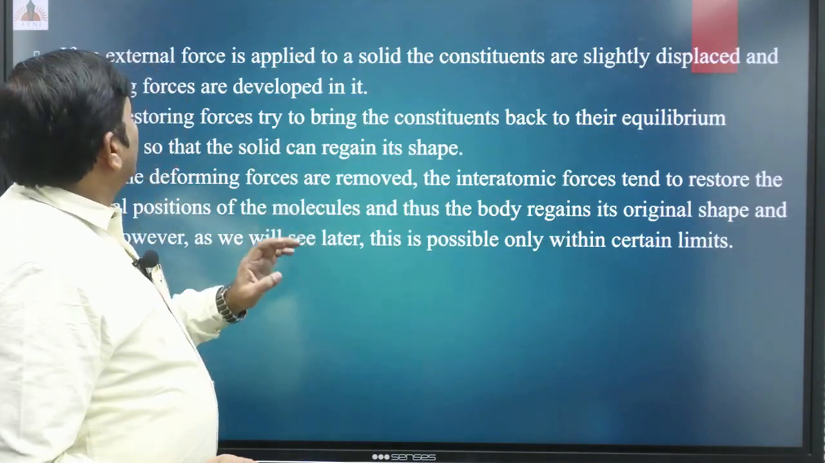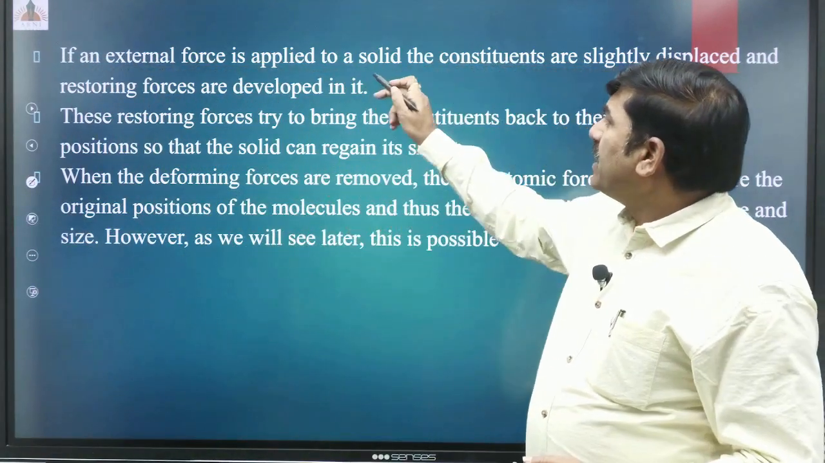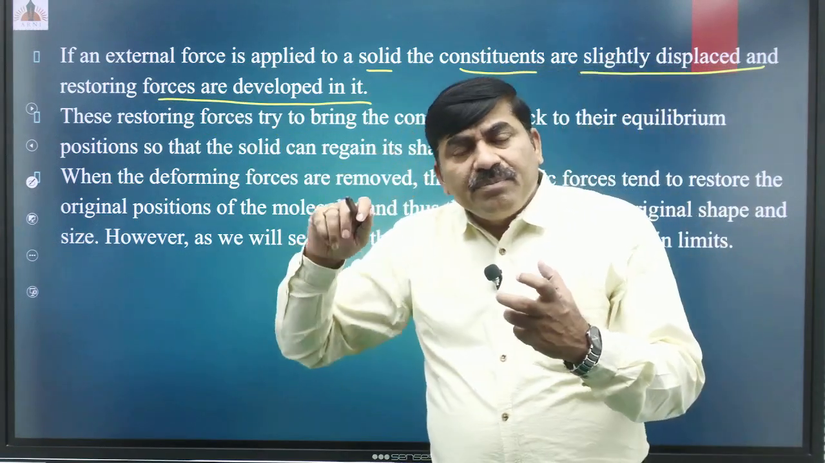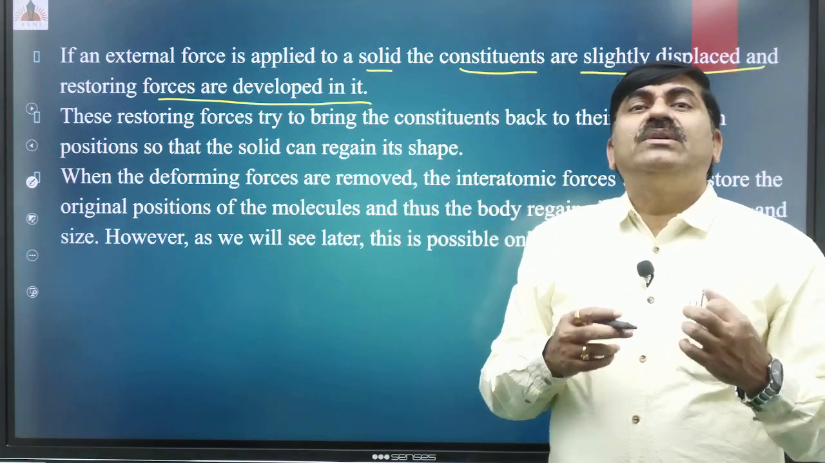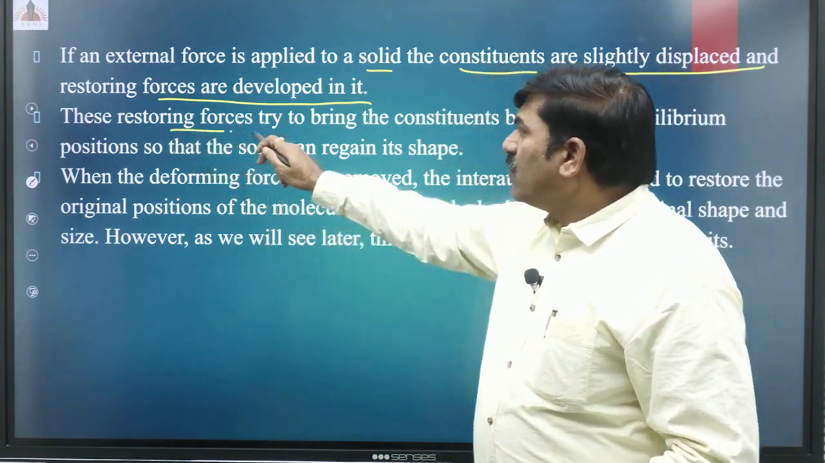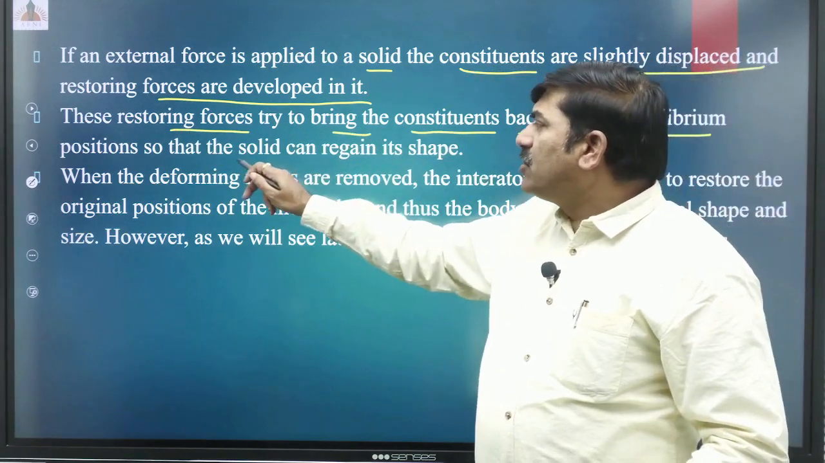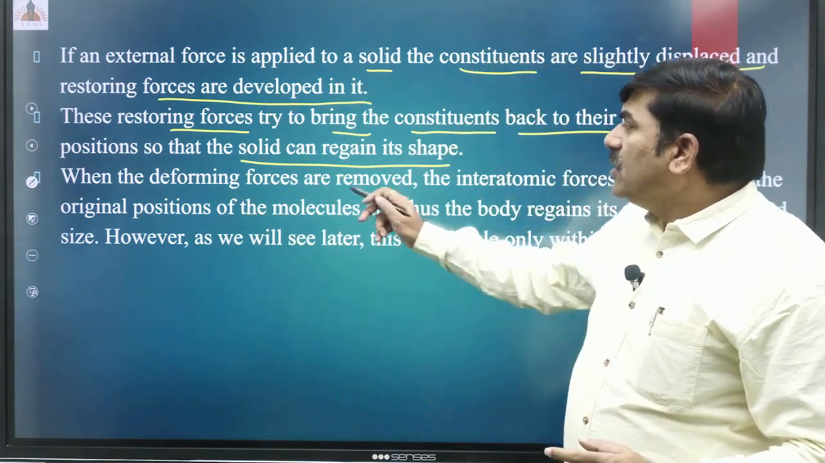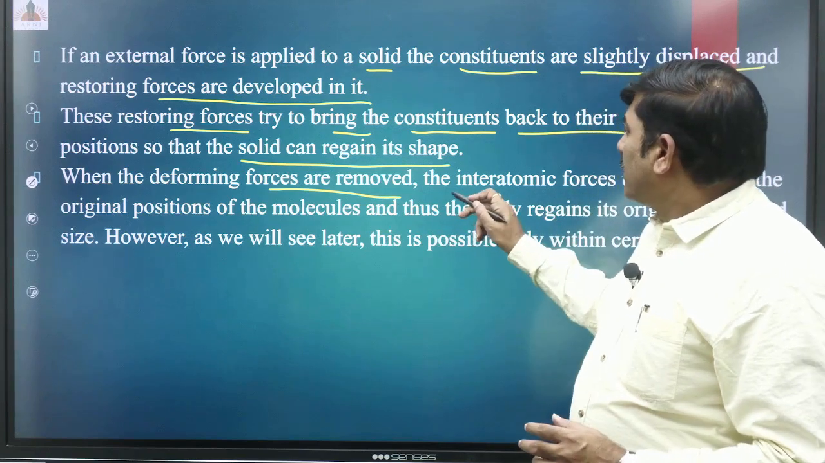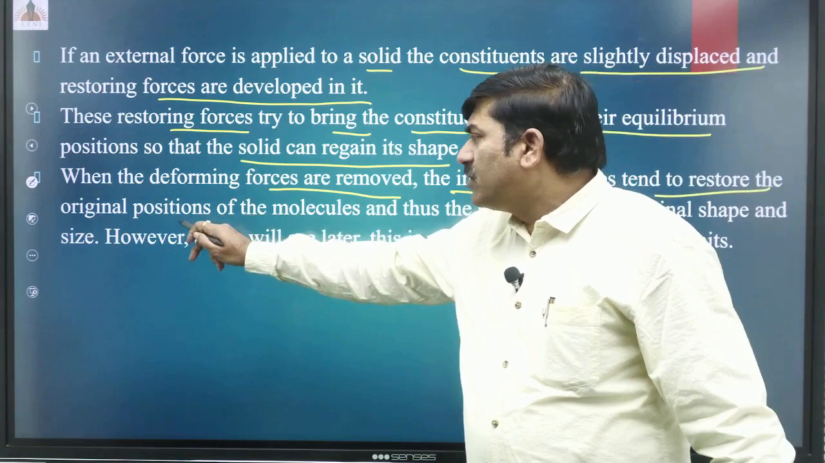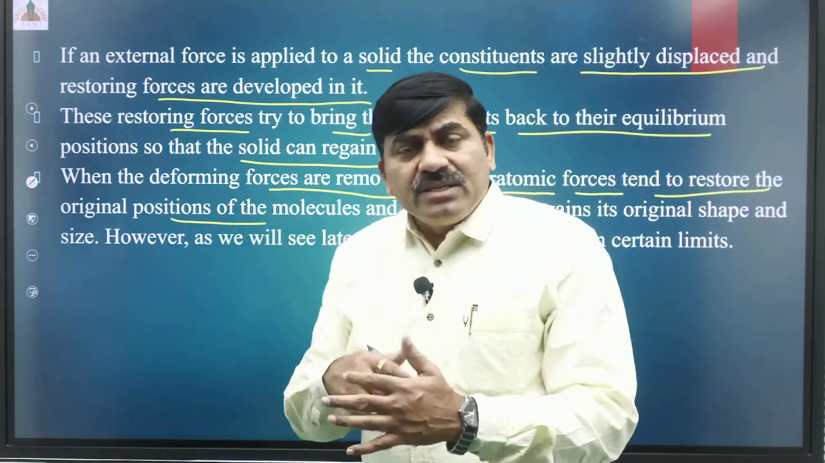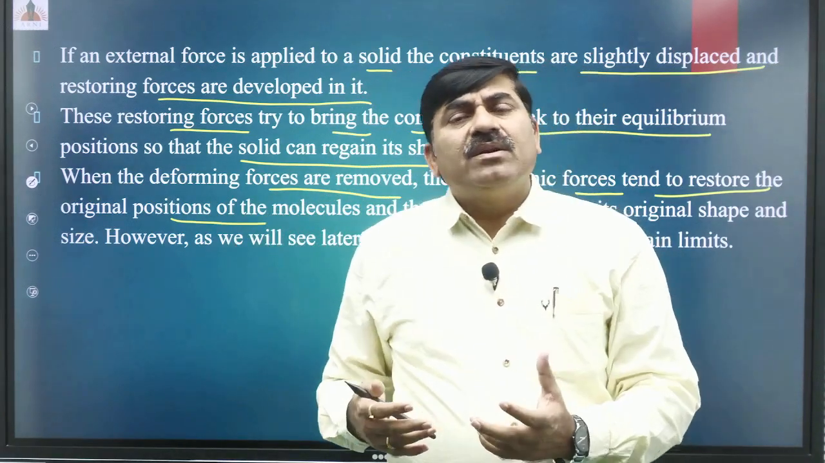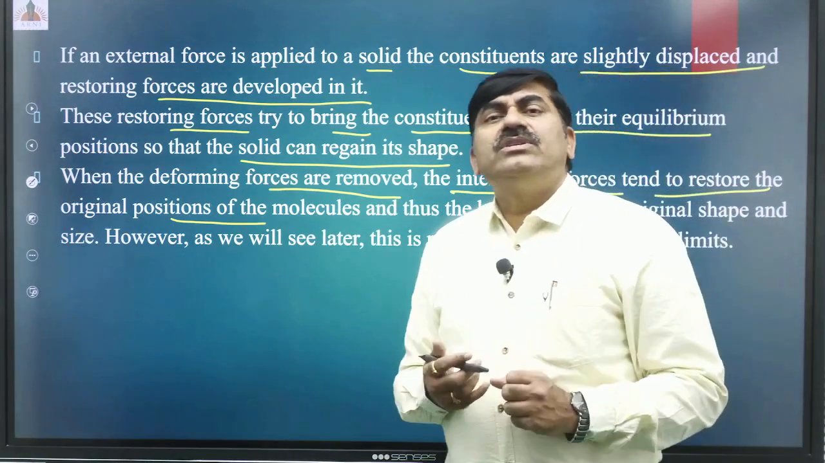Now, when an external force is applied on that solid object, the constituents are slightly displaced and a restoring force is developed in it, and because of that restoring force, the solid regains its original shape and size. Therefore, the restoring force tries to bring the constituents back to their equilibrium position, and that is why the solid comes back into the original shape. So, when the deforming force is removed, the interatomic forces tend to restore the original position of the molecules, because external force is not acting on the body. If you remove that force, then whatever rearrangement happened earlier, the solid comes back into the original state.